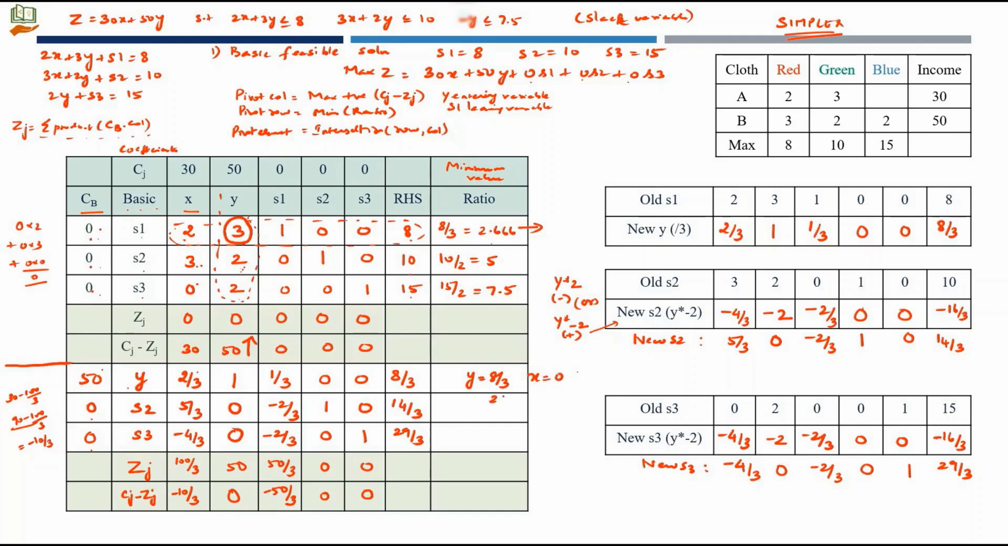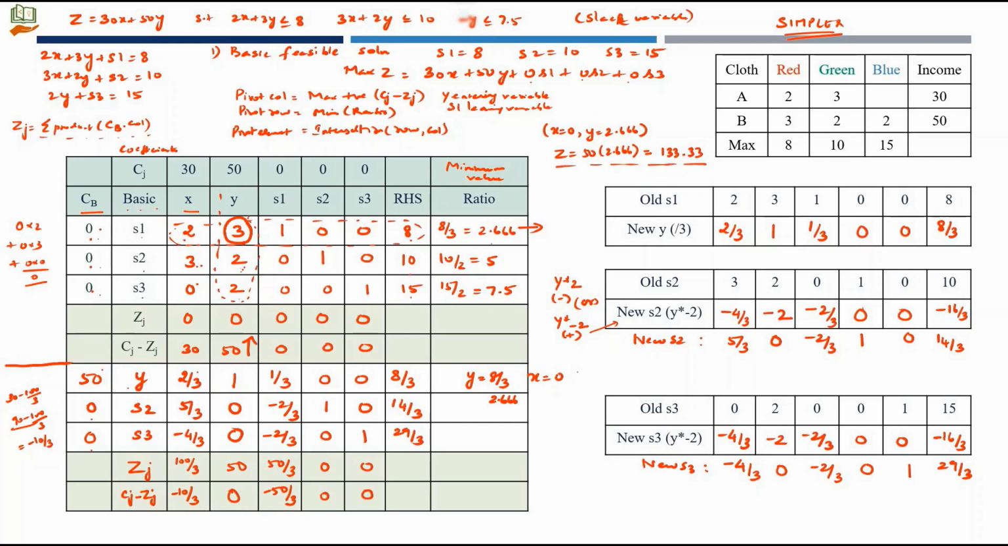It is 2.666. Now substitute x is equal to 0 and y is equal to 2.666 in z. You will have z is equal to 50 into 2.666. Since x is equal to 0, 30 into x will also be 0. Z is equal to 133.33. This is what we have got in Simplex method.